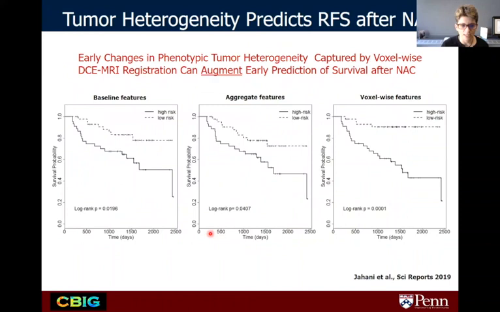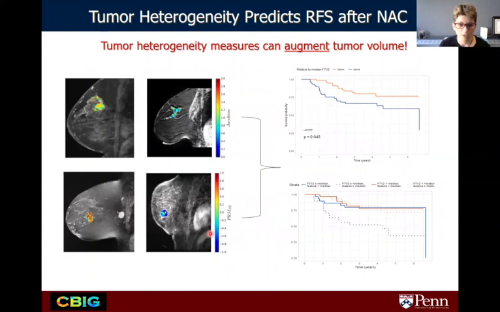And here you can see how these curves look when you go from baseline features that include the functional tumor volume to the aggregate features to the voxel-wise analysis. We get better separation. But also these phenotypes can augment functional tumor volume itself, which is the current gold standard.